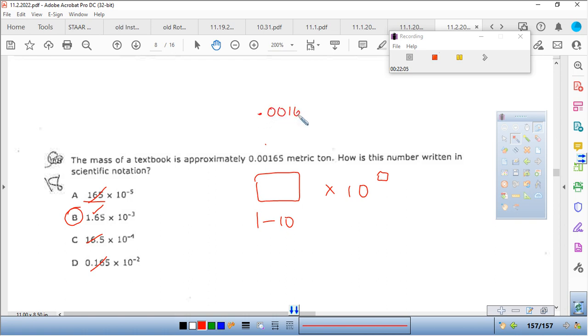So I have 0.00165. Okay, so if I move my decimal from left to right, I want to put it after the first non-zero number, which is right there, and it's a small number, so I would actually have 1.65 times 10 to, it's going to be a negative number. How far apart? 1, 2, 3. It's going to be a negative 3. And there it matches up. Okay, look at it, enjoy it. It's pretty easy, guys.